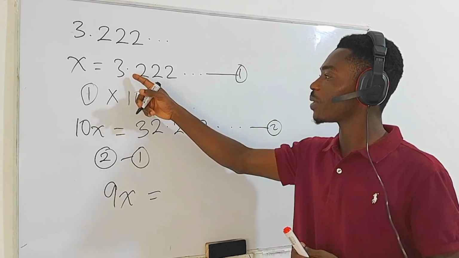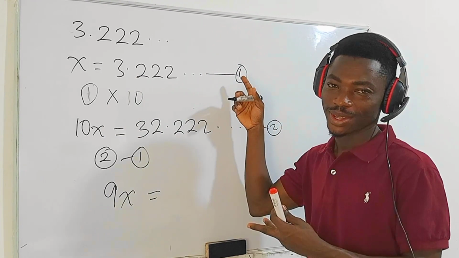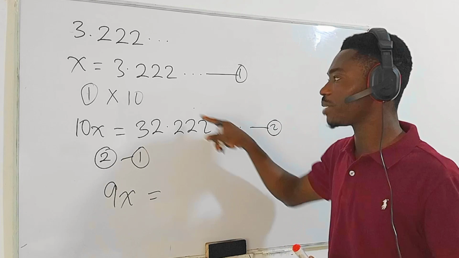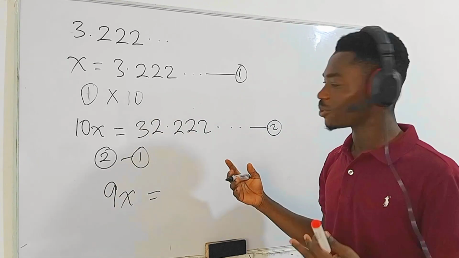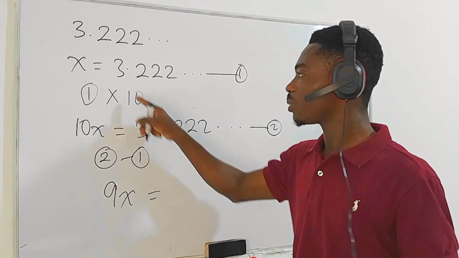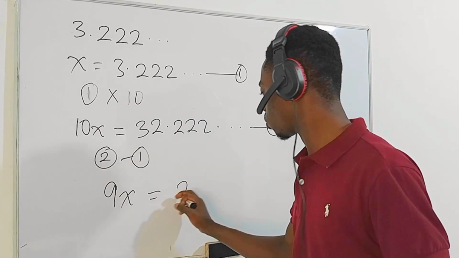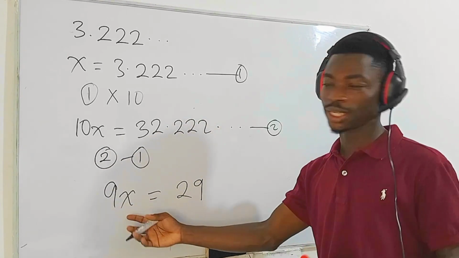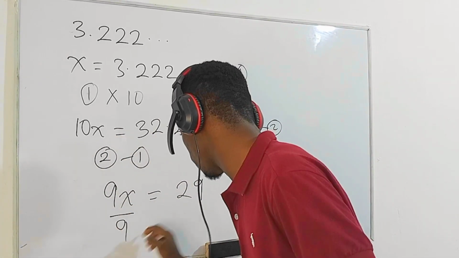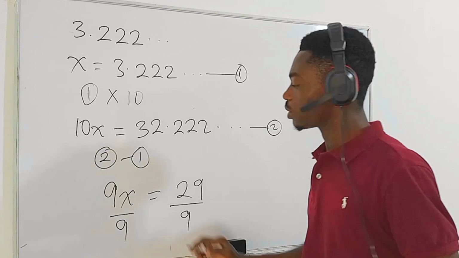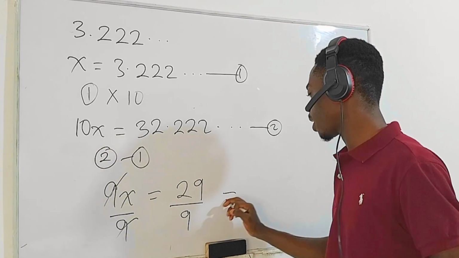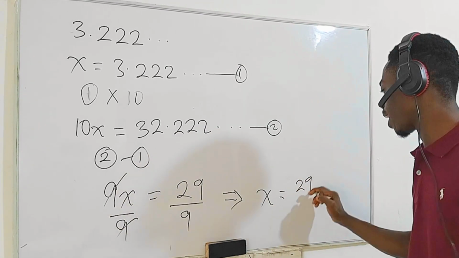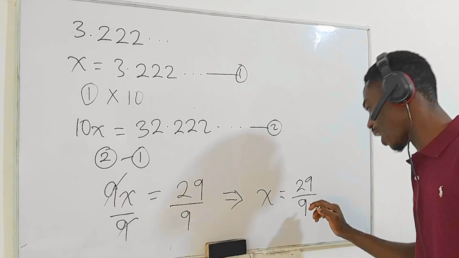Then right here, we have 3.222 up to infinity. Now, the fact that the digits right here after the decimal point are the same means that they will cancel each other. So we'll be left with just 32 minus 3, which is 29. And next, we are looking for x as our fraction. So what we will do is divide each side of the equation by 9 so that this and that will go, and we are left with x is equal to 29 divided by 9.